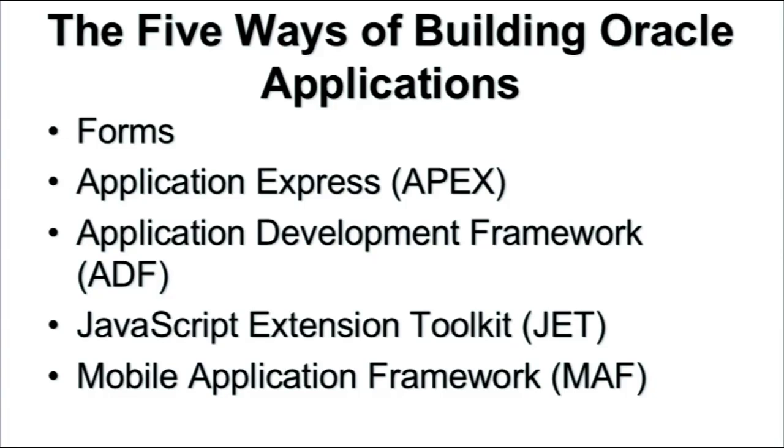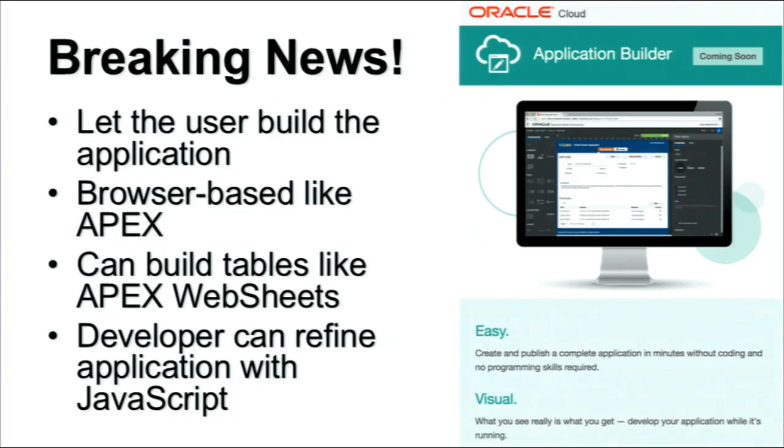So let's see. Those were the 5 ways. We've got Forms, Application Express, ADF, Jet, and Math. And then, of course, the bonus development feature: Application Builder Cloud Service. This is for what we've been discussing, the citizen developer, the business users who are supposed to build applications. Okay, we've been trying to get the business users to build their applications themselves for 20 years. We haven't succeeded yet, but this time Oracle has it.